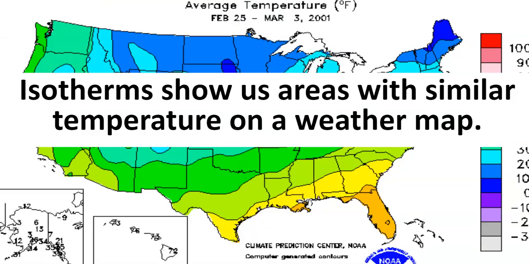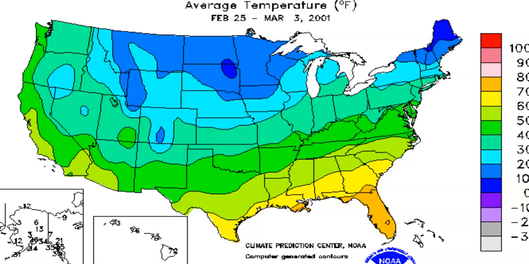Isotherms show us areas with similar temperature on a weather map. So like this is an isotherm, and these different areas that are the same color connected by these lines all have the same or similar temperature within a 10-degree range. So this yellow right here would be your 60 degrees. This orange color would be 70 degrees. So that is called an isotherm. Therm means heat. Iso means same. So it literally means same heat.